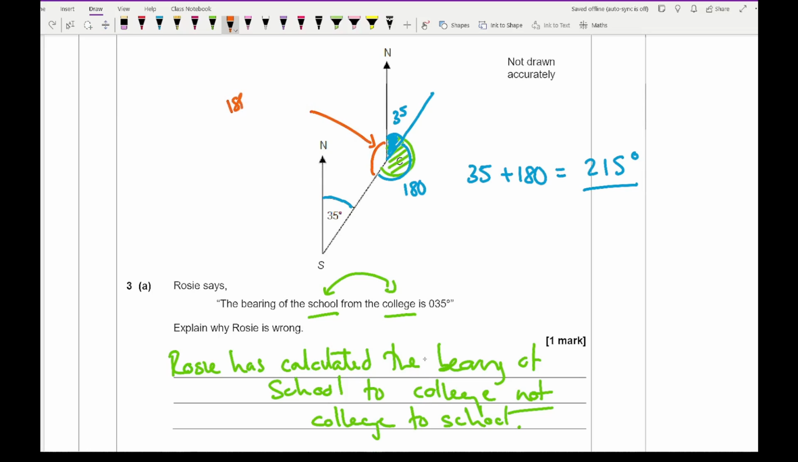Alternatively, what I could have also done is worked out this angle here because it's co-interior with the 35. So that's going to be 180 minus 35, which is 145. And then do 360 minus 145, which equals 215. So exactly the same answer.